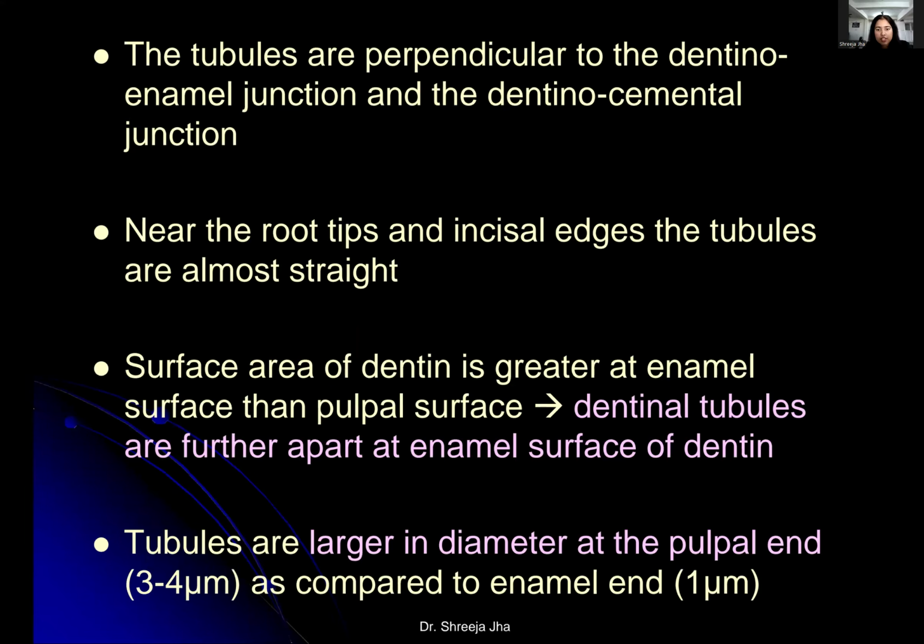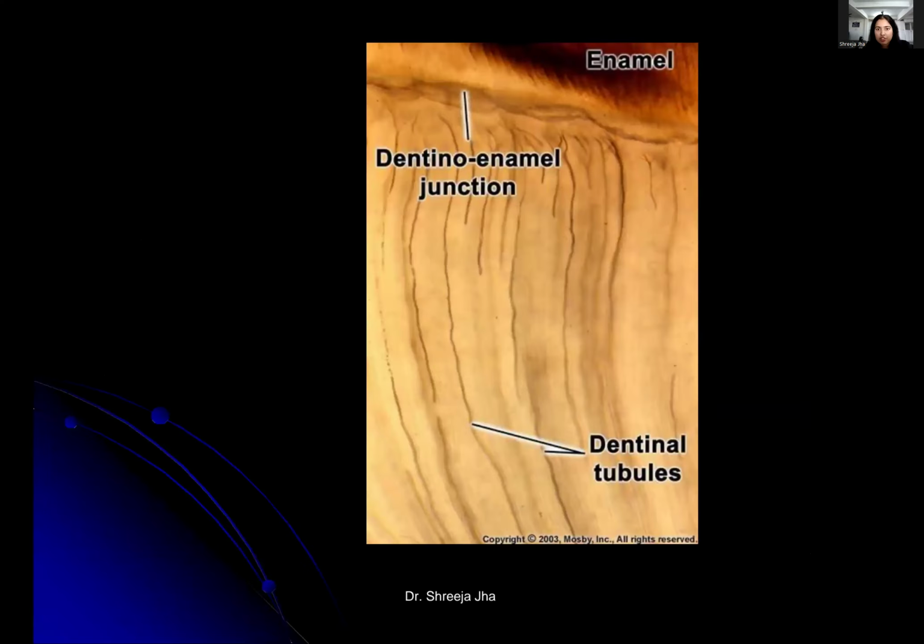The surface area of dentin at the enamel surface is greater than at the pulpal surface. Dentinal tubules are further apart at the enamel surface of dentin. Tubules are larger in diameter at the pulpal end as compared to the enamel end. So here at the dentino-enamel junction, the enamel layer is ending, and that is the starting portion of the dentin junction.